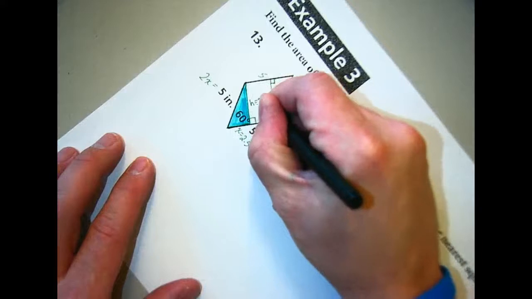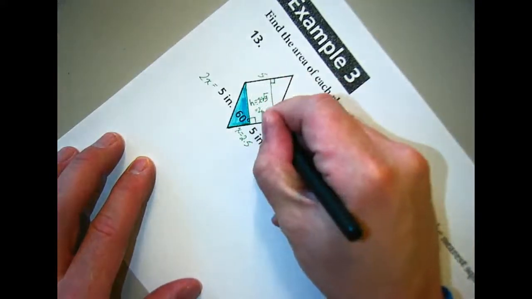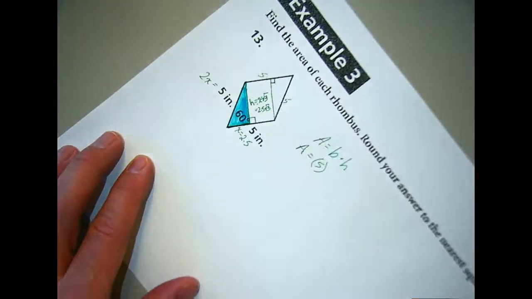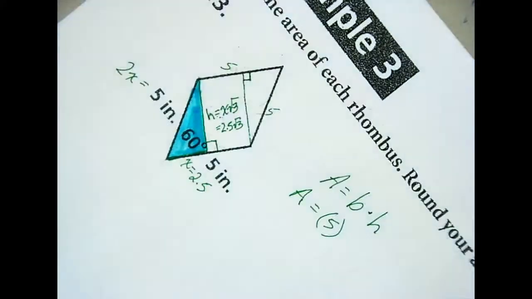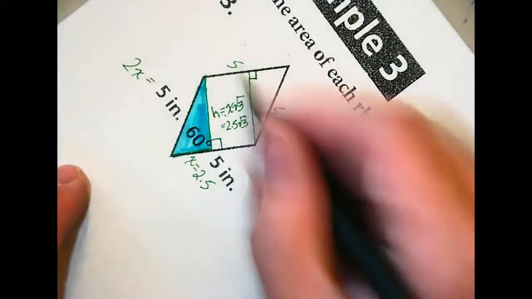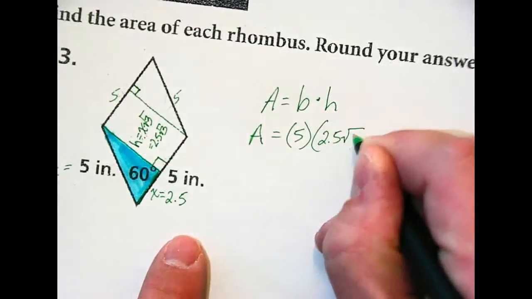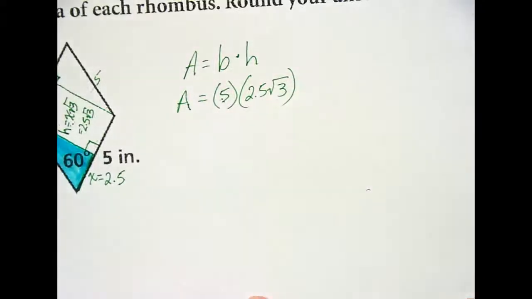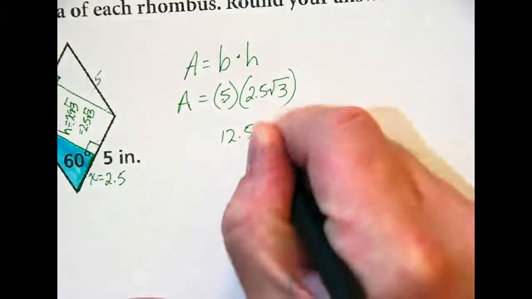H is equal to x root 3, which is 2.5 root 3. So our height, it's really hard to see there. There we go. Our height is 2.5 root 3. Okay, so that's how special right triangles can help us out there. You get 2.5 root 3. 5 times 2.5 root 3, well, 5 times 2 is 10. Half of 5 is 2.5, so that's 12.5 root 3s.